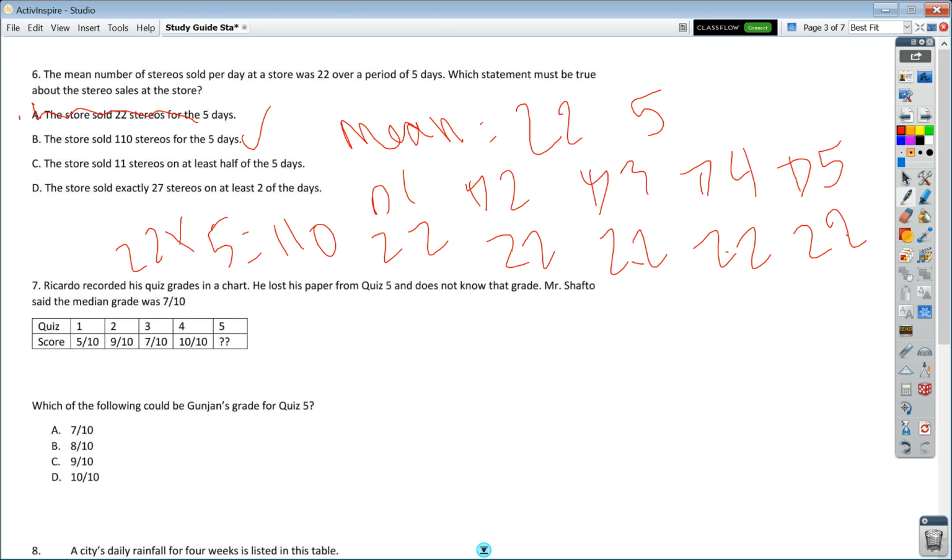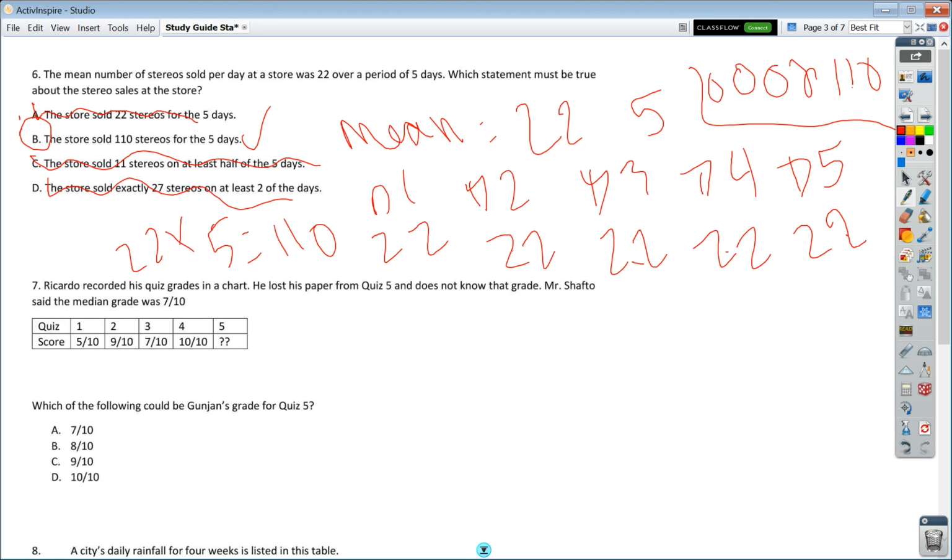C says the store sold 11 stereos on at least half of the 5 days. We don't really know that. They could have had 0 stereos on all the days except for one of them and then sold 110 on that one day. And we don't even really know. So that's not right. The store sold exactly 27 stereos on at least 2 of the days. And so this one, again, we don't know. Maybe that's true. Maybe that's not true. They could have like 0, 0, 0, 0, and then 110. And technically, that's still an average of 22. So the answer here is B.